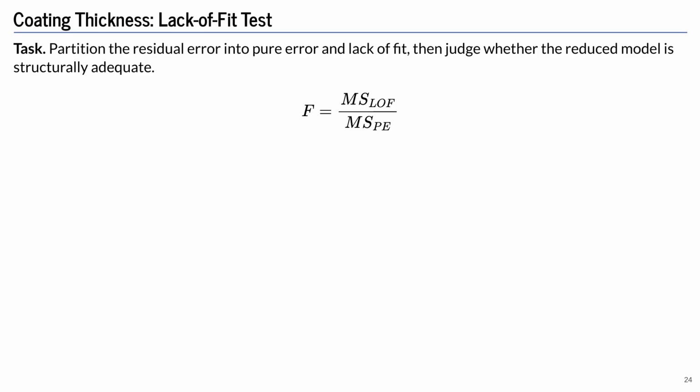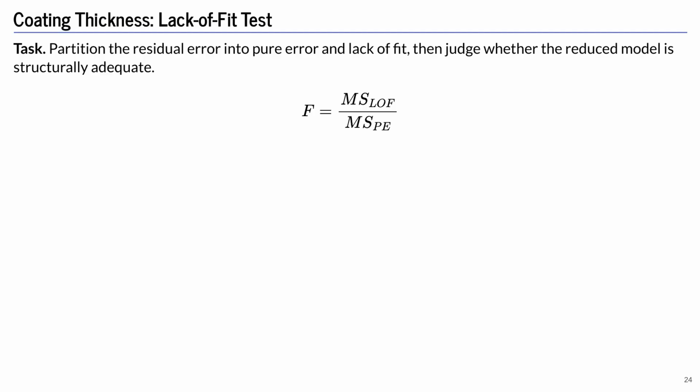The lack of fit F statistic for the coating thickness model is small, and the p-value is large, well above any conventional significance threshold. The interpretation is the same as for the yield experiment. The corner means predicted by the reduced model are consistent with the observed corner means within the noise level established by the two replicates per corner. There is no evidence of a missing structural term.